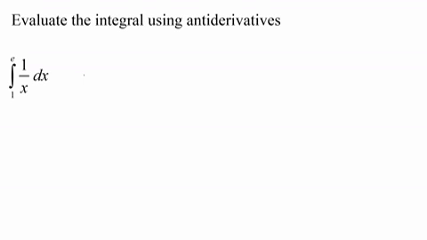So the antiderivative of 1 over x is the natural log of the absolute value of x. So with this problem, to get our final answer, we will take the natural log of e minus the natural log of 1. The natural log of e is 1, minus the natural log of 1, which is 0, giving us a final answer of positive 1.